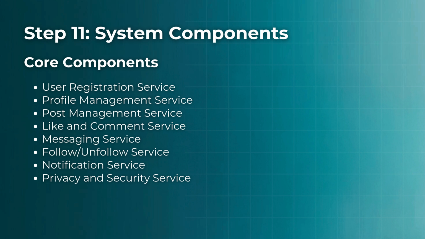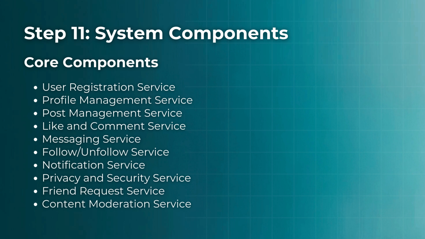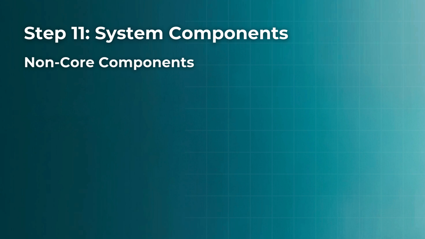It's all about control. The privacy and security service manages settings for profile visibility and who can interact with user content. The friend request service enables users to send, accept, or decline friend requests, helping them expand their connections. If someone reports inappropriate content, the content moderation service steps in to review and, if necessary, take action. Finally, the session management service ensures users log in securely and that their sessions are managed efficiently, including logging them out after inactivity. What about the non-core components?